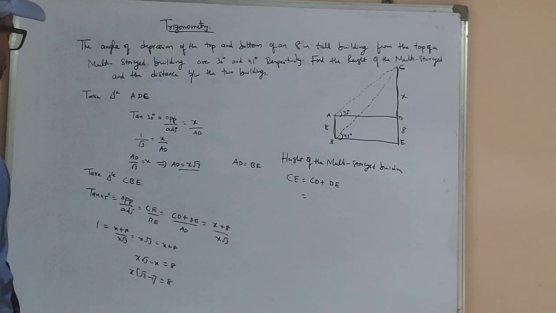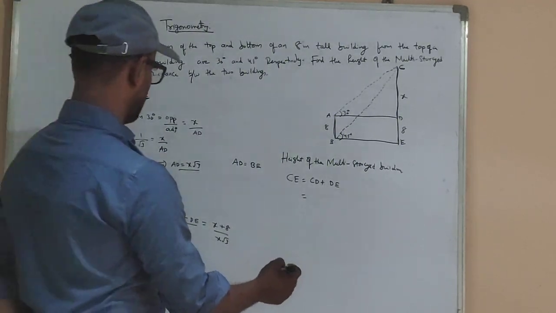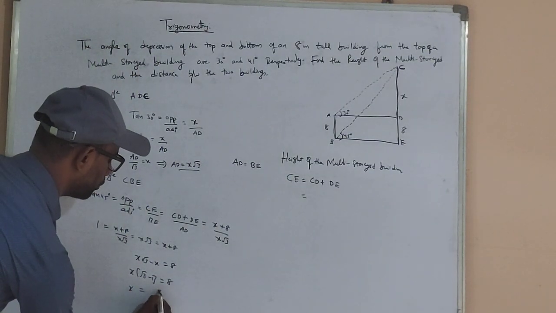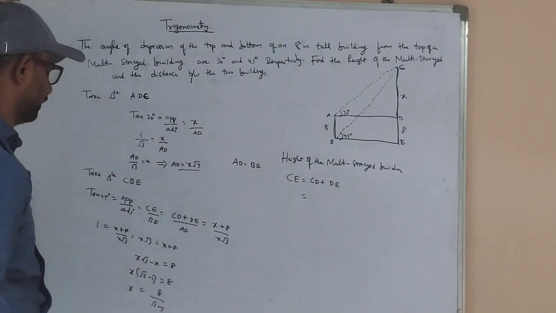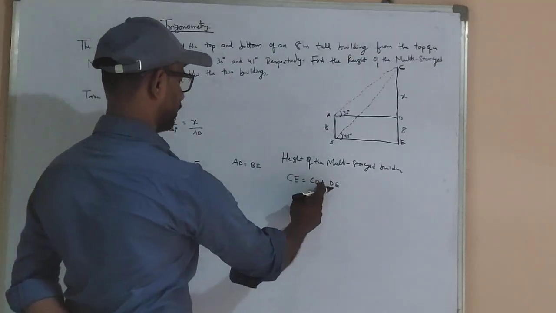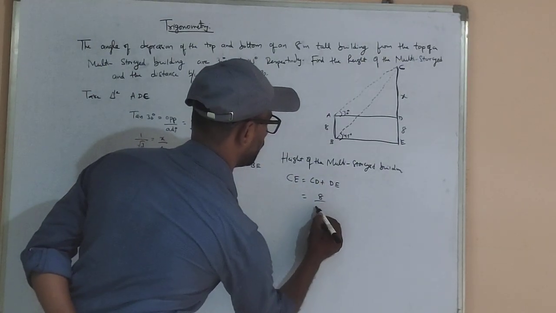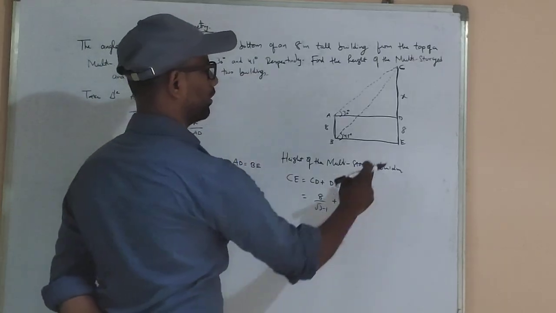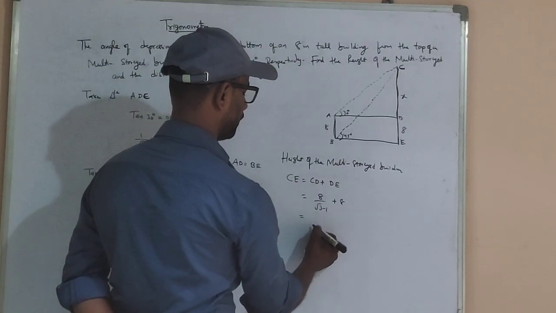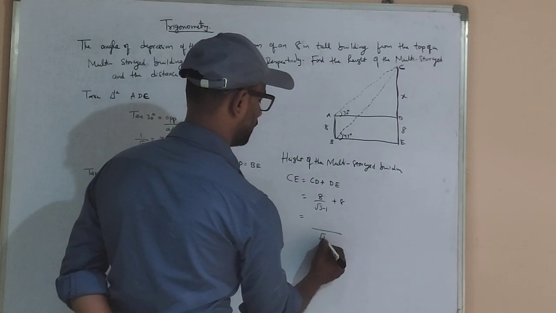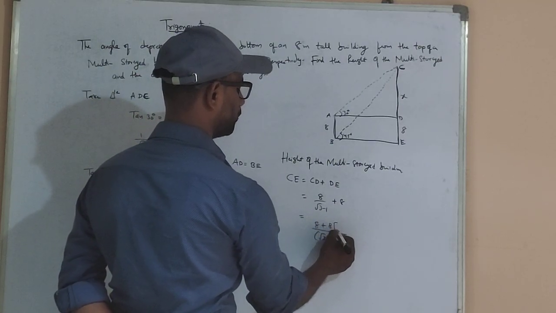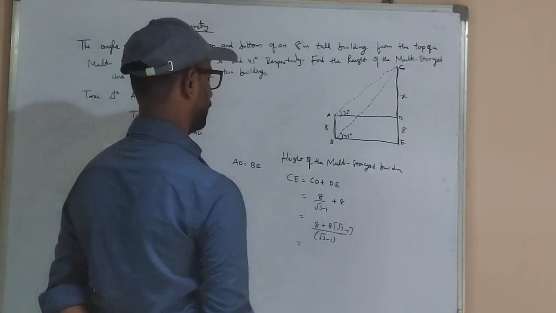CD plus DE means here, CD means how much? CD means x. So here x is equal to 8 by root 3 minus 1. So in the place of CD, you can write 8 by root 3 minus 1 plus, what is the value of DE? 8. Okay. Now here you can take LCM root 3 minus 1. So here already it is, so 8 plus 8 into root 3 minus 1.